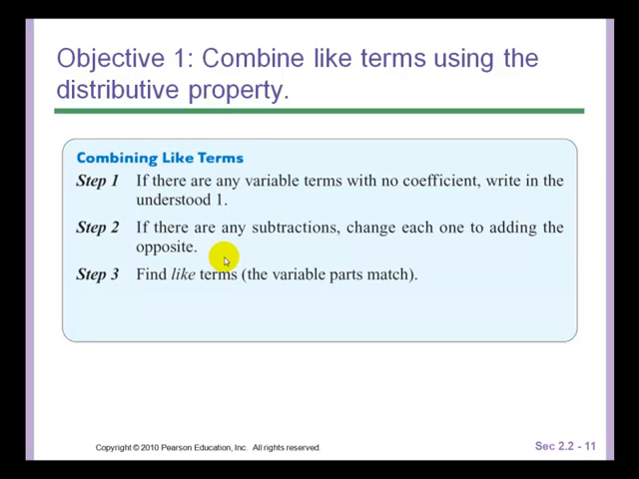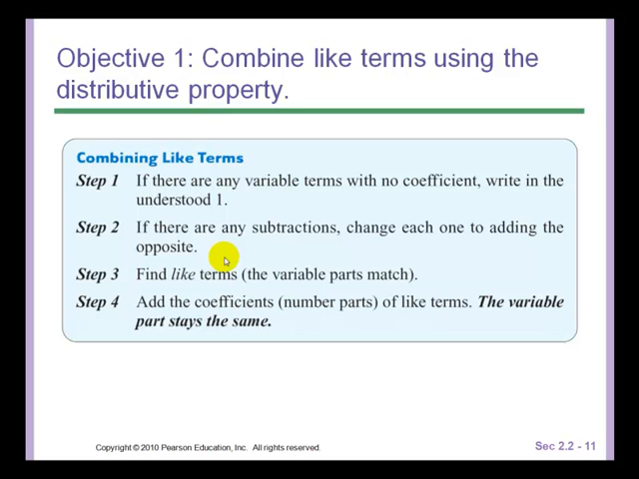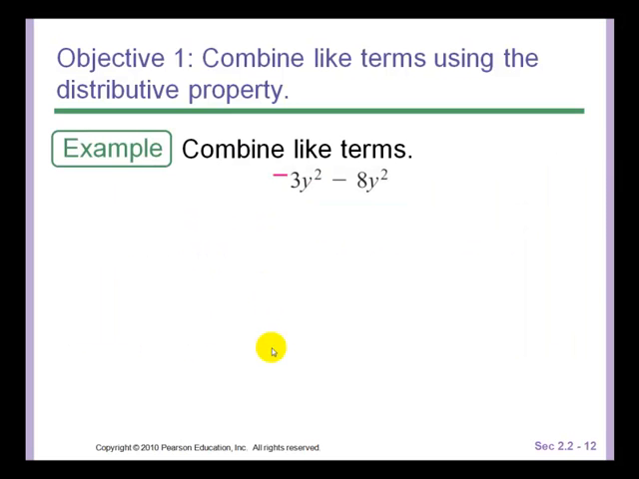The variable parts match. I personally find it helpful to underline like terms. So I will underline the first set of like terms with a single line. If there is a second pair of like terms, I will use a double line, and so forth. And lastly, add the coefficients. That's the number part of the like terms, and the variable part stays the same. Notice that this is in bold and italicized. This is very important, and many students make mistakes with that.